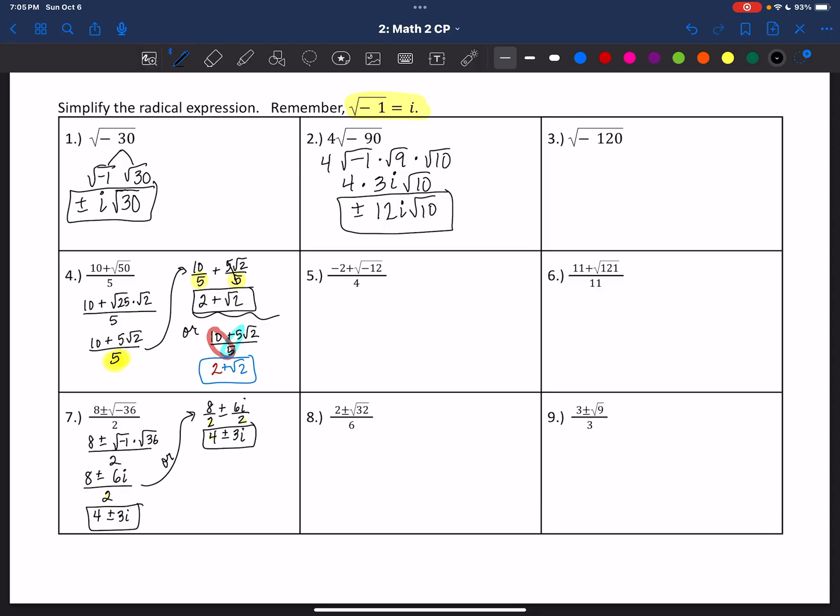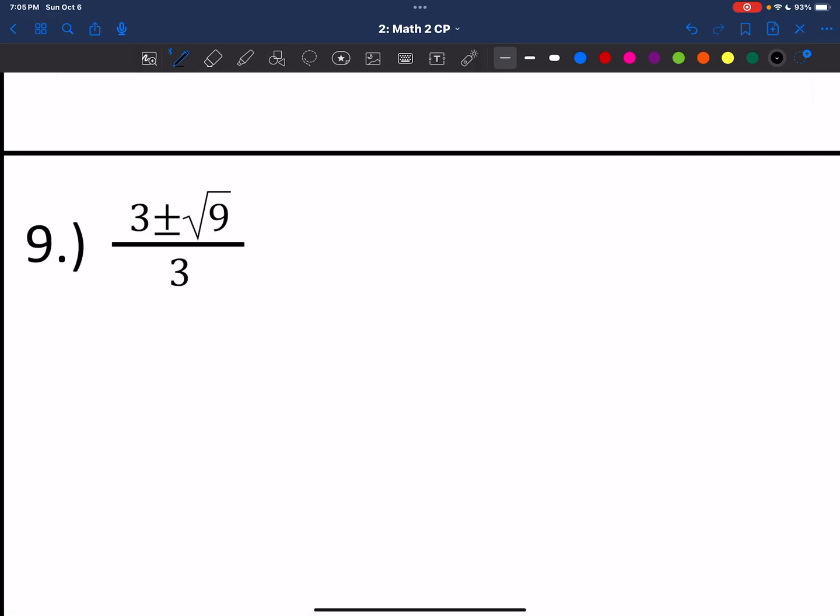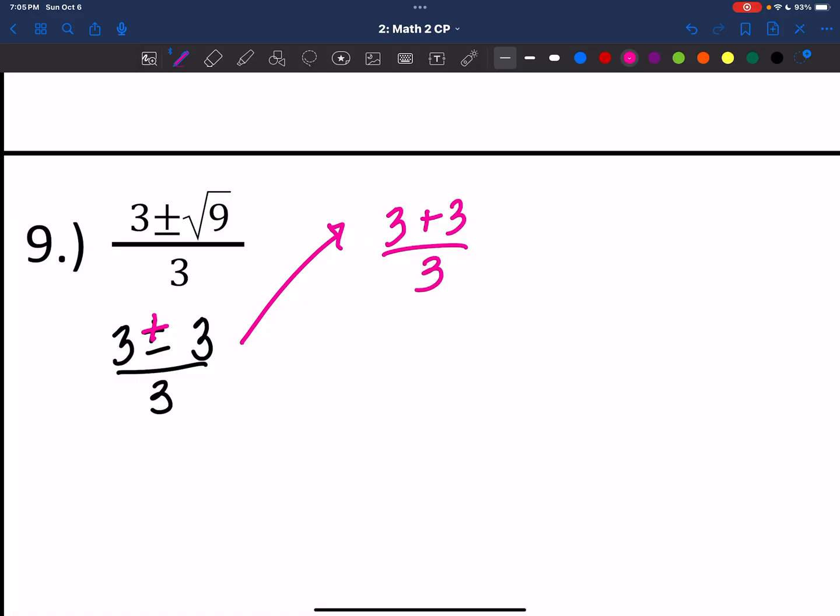I am going to do number 9 for you because number 9 we can simplify and you'll actually have 2 different answers for it. So let's go ahead, let's simplify this radical. So we're going to get 3 plus or minus 3, because the square root of 9 is 3, and that's over 3. So you've got 2 options. One option is your plus. So you're going to go 3 plus 3 over 3, and then that's going to give you 6 over 3, which equals 2. So that's one answer.